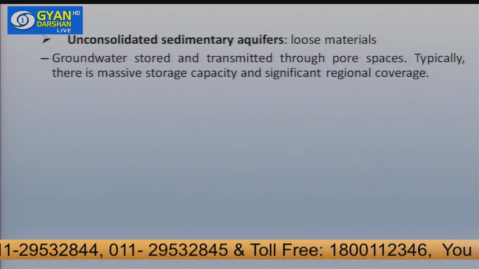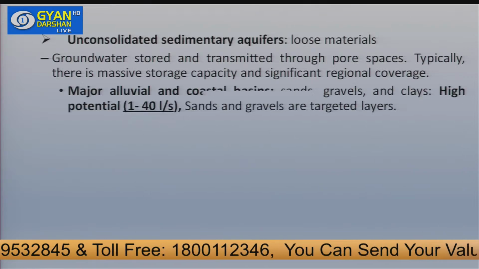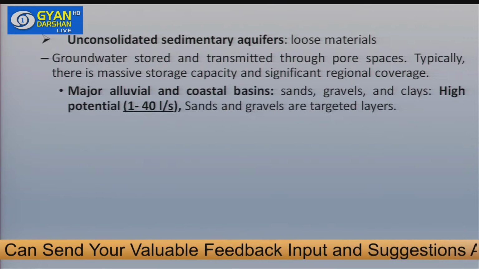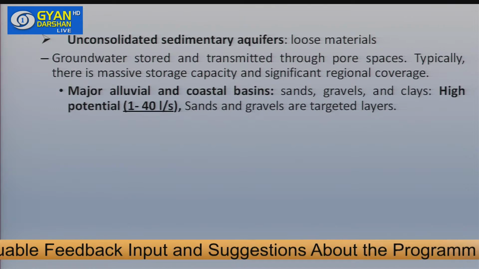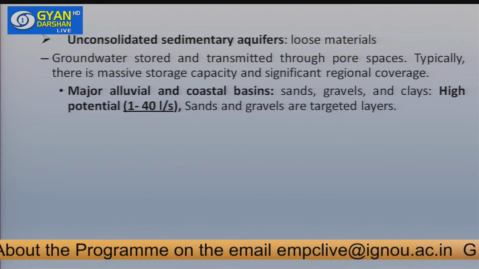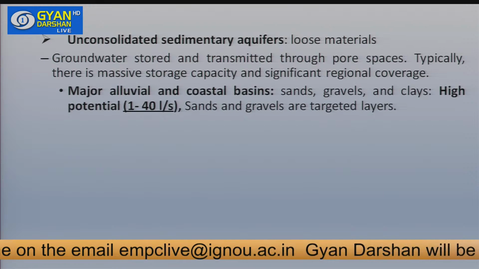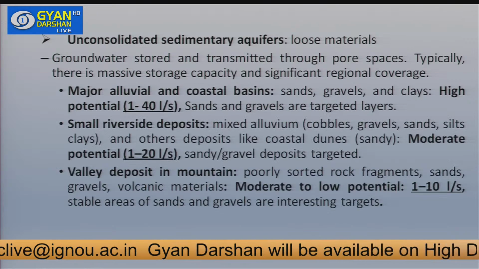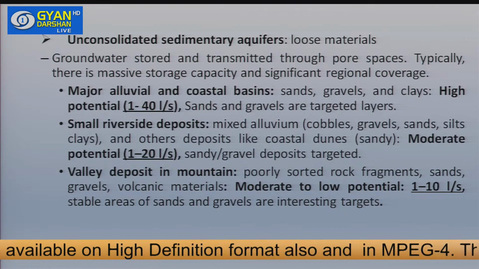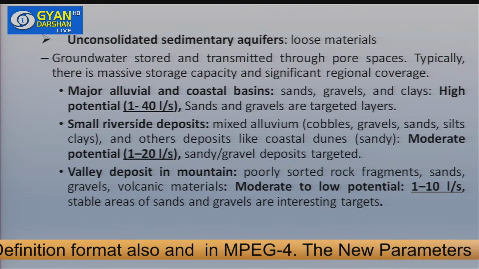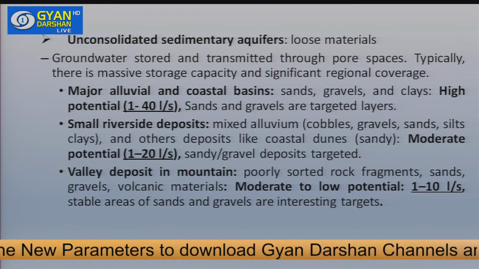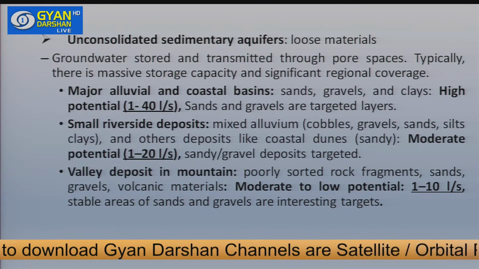And the other thing is the unconsolidated sedimentary aquifers. These are generally loose material, where the groundwater is stored and transmitted through pore space. And typically there is also a massive storage capacity for this, and they have a large regional occurrence. We can say that they are the major alluvial and coastal basins where this unconsolidated sedimentary aquifer environment is present. In this, we also have divisions like major alluvial and coastal basins, small riverside deposits, and also the valley deposits that generally occur between the mountain regions.